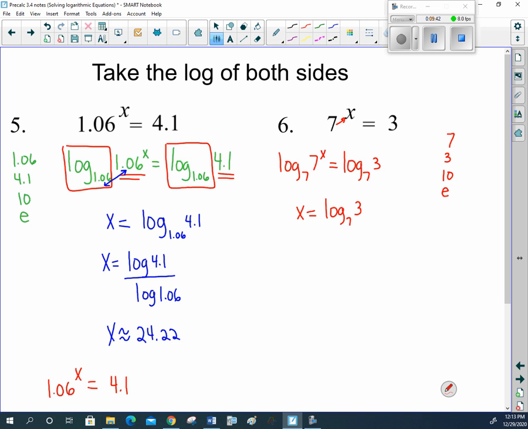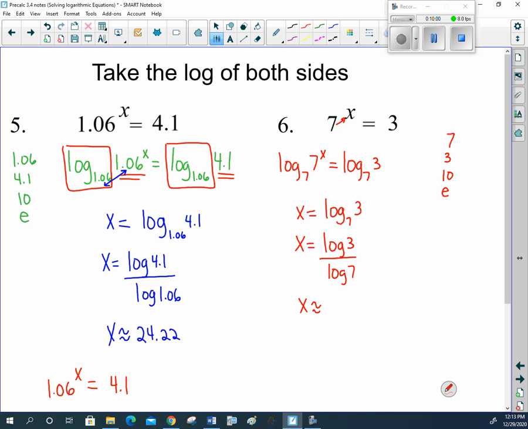So this would be a good technique if you forgot how to do the rewrite and you're like, oh, I can't remember which number goes where. You could just take the log of both sides and you'd end up with the right answer. So x equals log base 3 divided by log base 7. So let's go ahead and figure out what that decimal is.